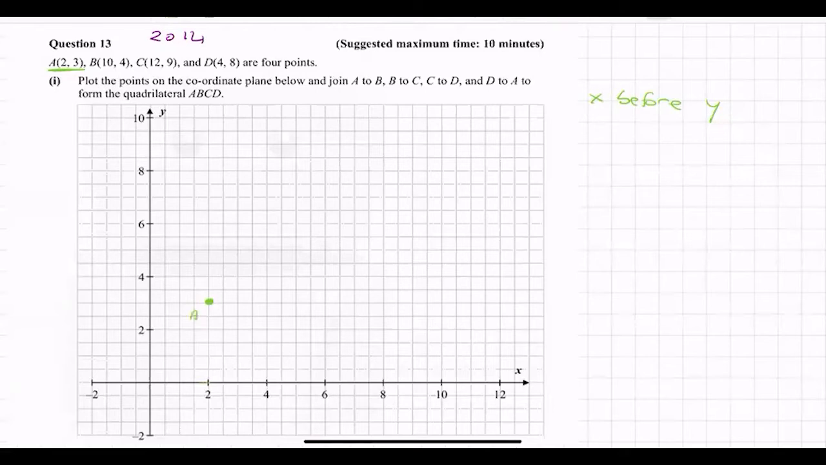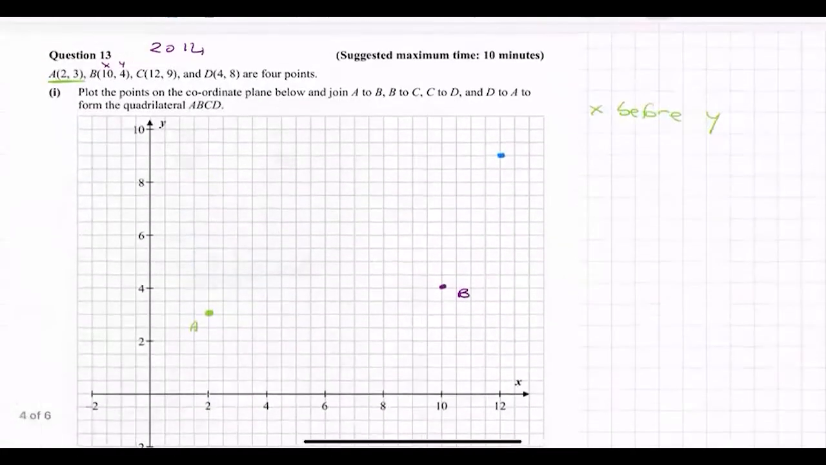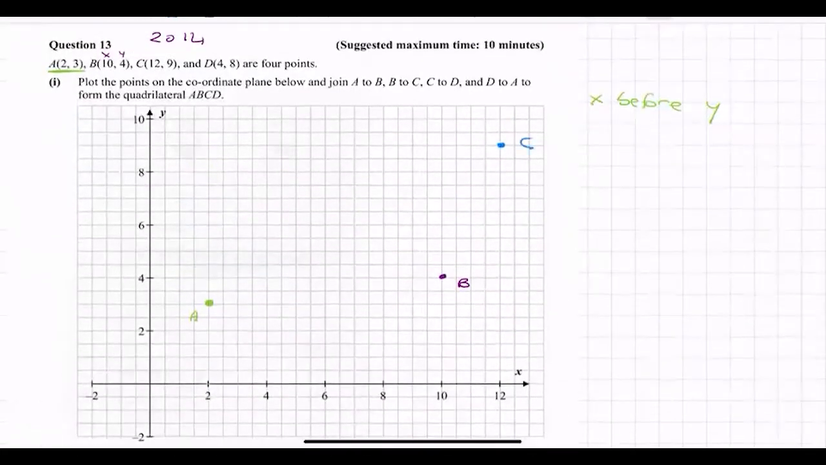Then let's plot B. B is 10, 4. So x, y again: over to 10 on my x-axis, up to 4 on my y. So that's B, 10, 4. C then is 12, 9: over to 12 on my x-axis, and all the way up to 9. Sometimes you might need a ruler just to keep you straight. 12, 9. So that's my C.